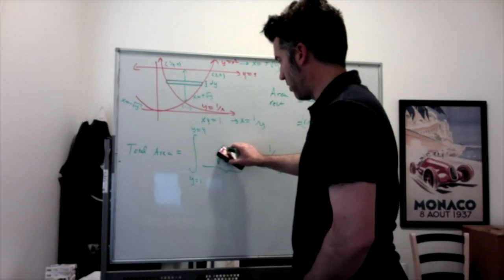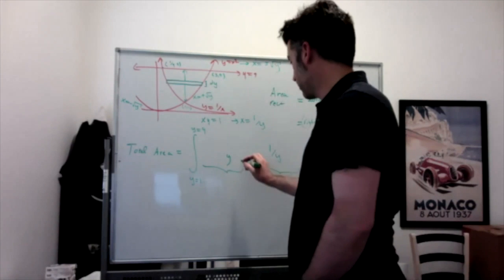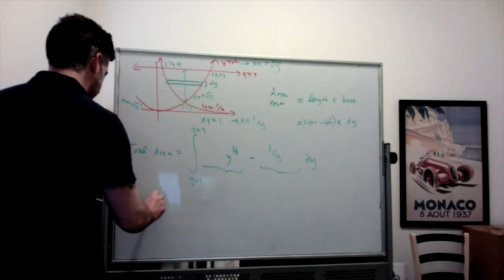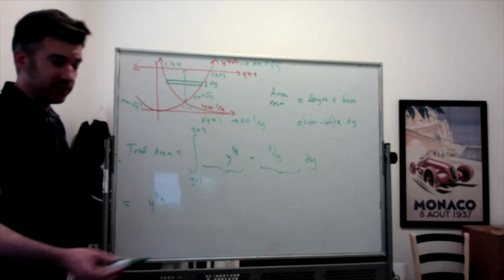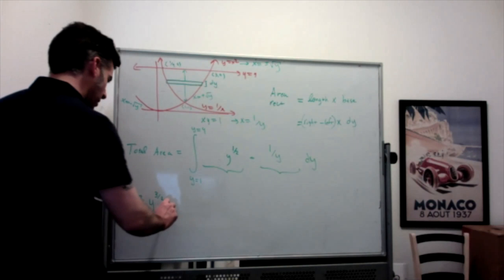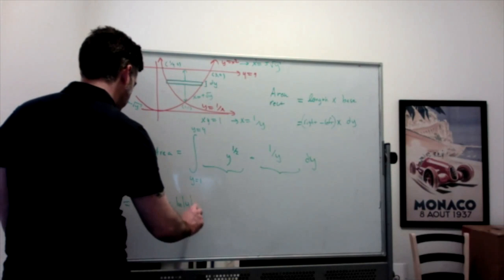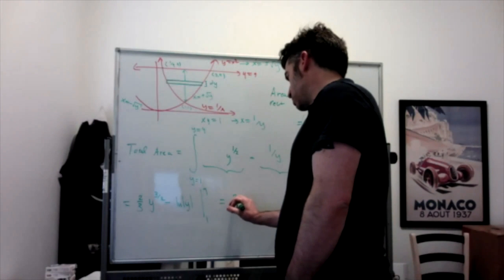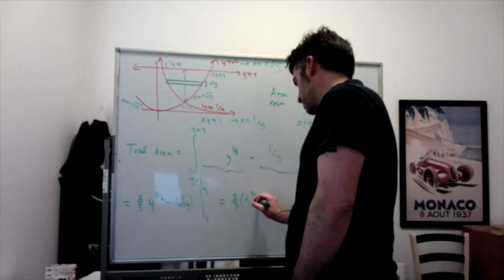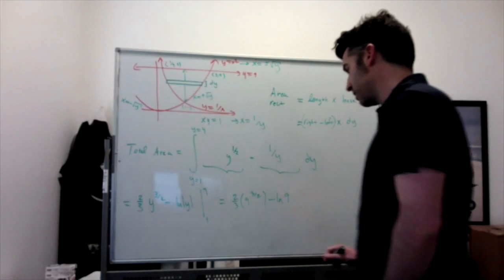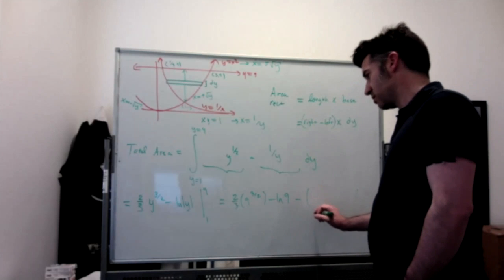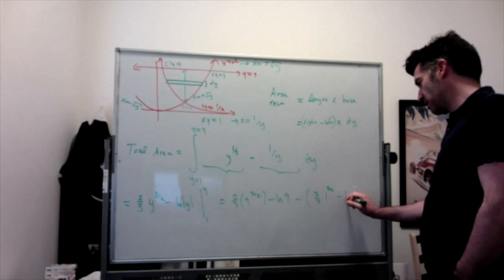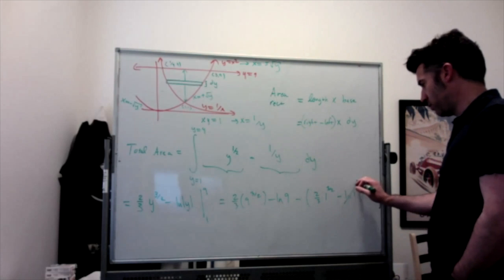I'm going to rewrite the square root of y as y to the 1/2. Integrating this, we get y to the 3/2 divided by 3/2, which is the same as multiplying by 2/3, minus the natural log of the absolute value of y from 1 to 9. Let's see what we get. We get 2/3 times 9 to the 3/2 minus the natural log of 9, minus 2/3 times 1 to the 3/2 minus the natural log of 1. Natural log of 1 is 0.